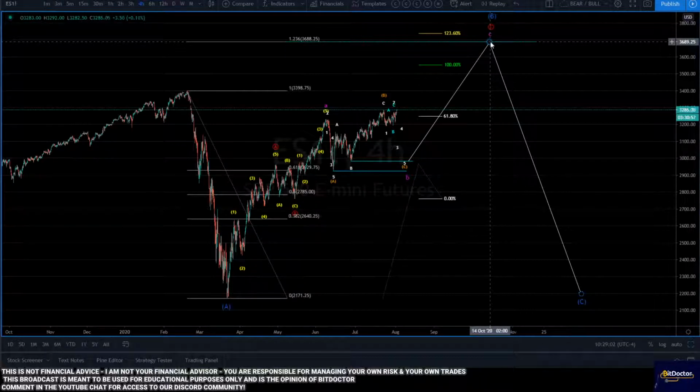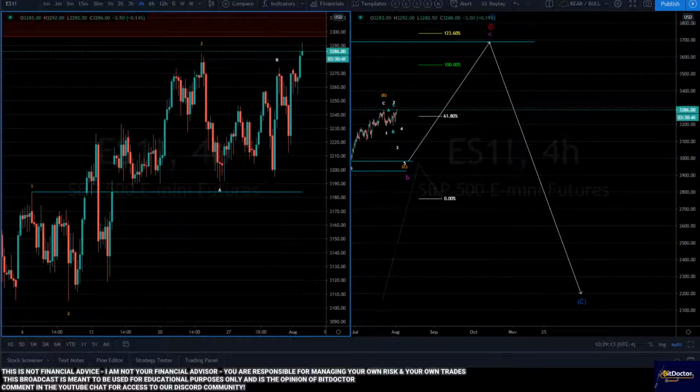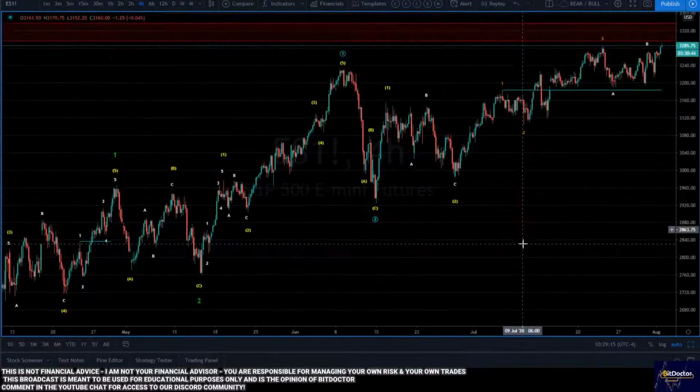Still looking at these elections, I think we are going to fall after that. But at least for now, it looks like we're going to continue going up. So let's take a look at the bull side here for just a moment, just to flip over here and take a look at this guy.